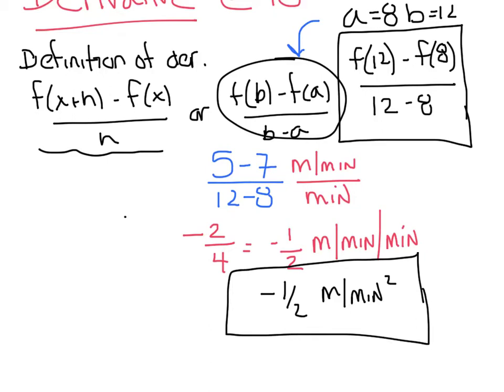So lastly, it said explain the context of the problem. We can say we found v prime, so we have found the acceleration is decreasing, and I know that because I got a negative value at t equals 10.